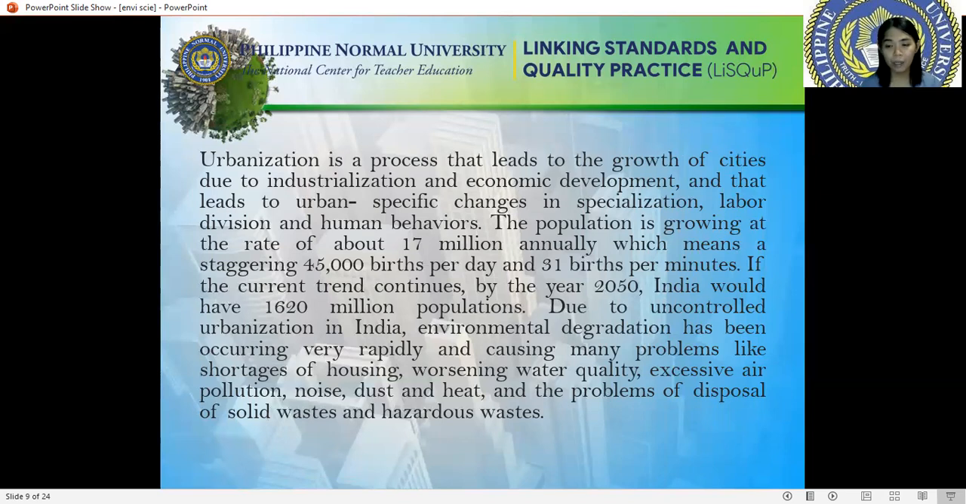Again, these are the impacts of urbanization to India. Let us try to continue to discuss this one.